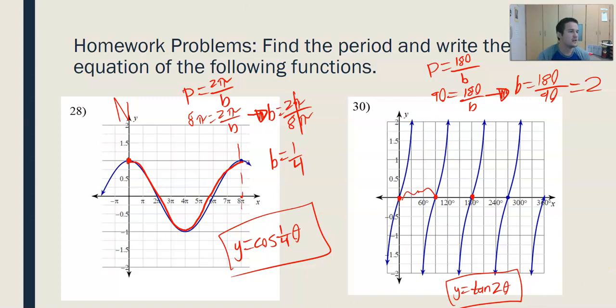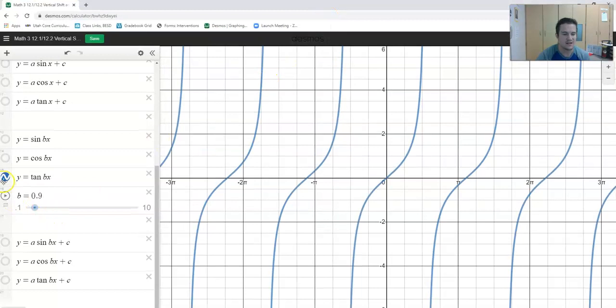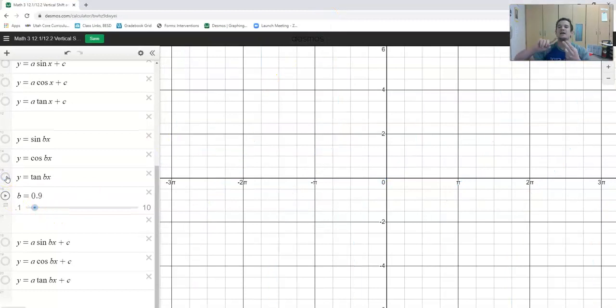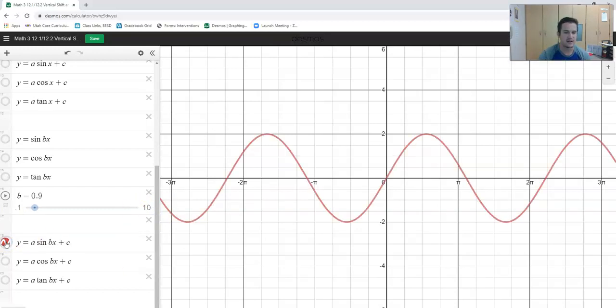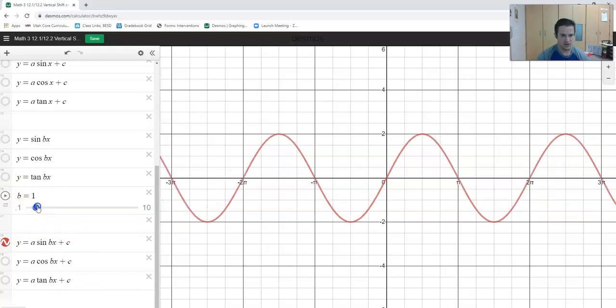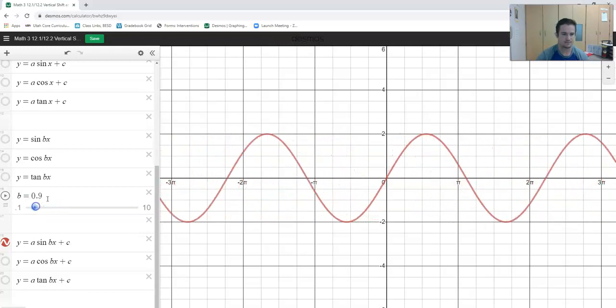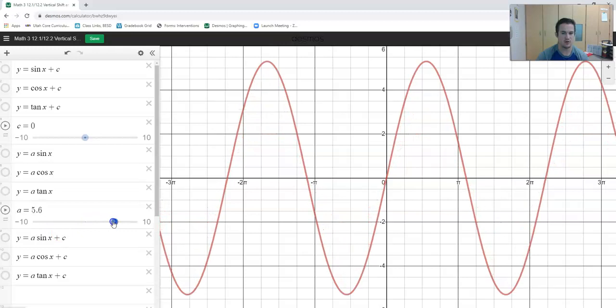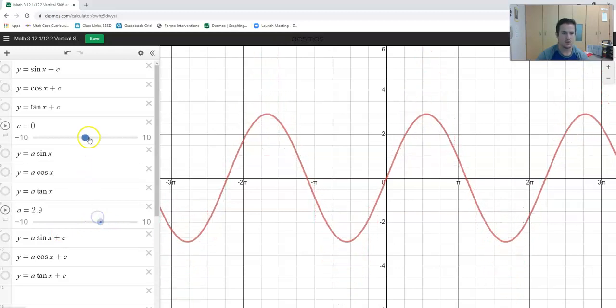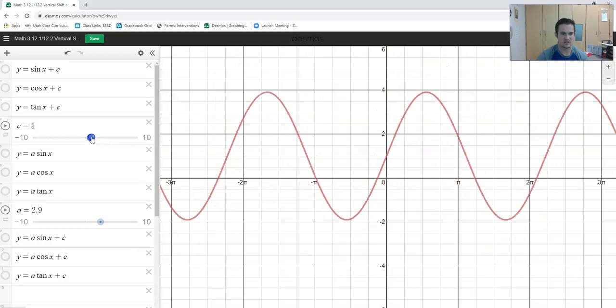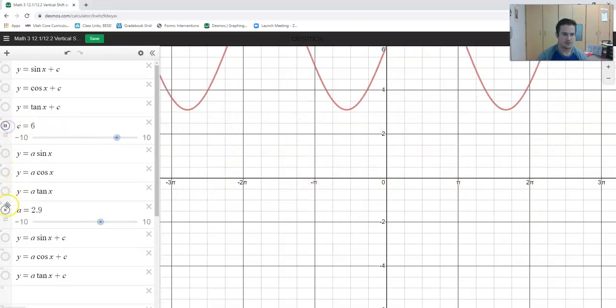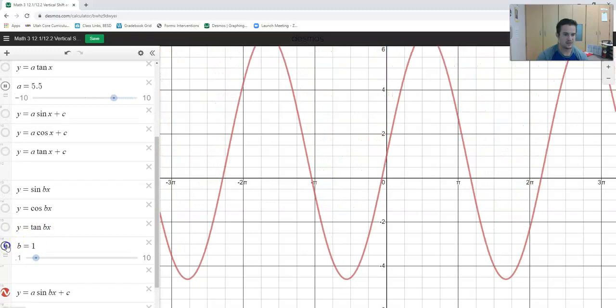So real quickly, traditionally we have another lesson after this combining midline, that vertical shift, and amplitude and period all in one equation. So I just want to give you an idea of what that would look like. Here, for example, I have y equals a sine of bx plus c. When I change the b value, it changes the period. When I change the a value, it changes the amplitude. When I change the c value, it changes the midline. I'm just going to play all these for fun so you can see it change in real time.